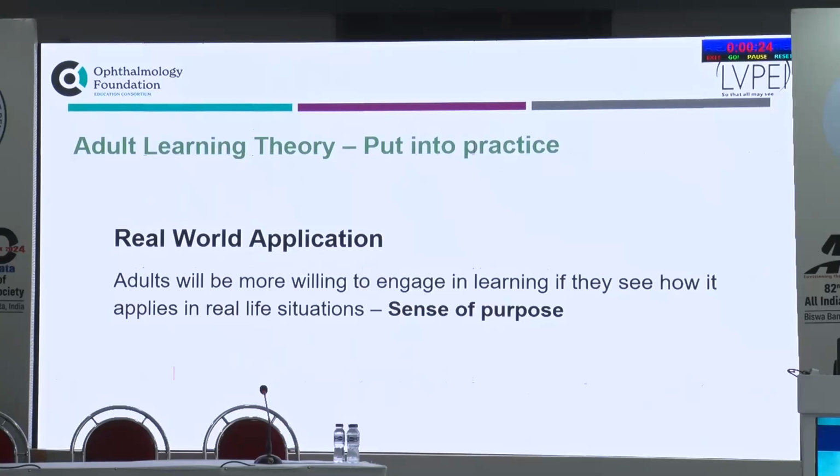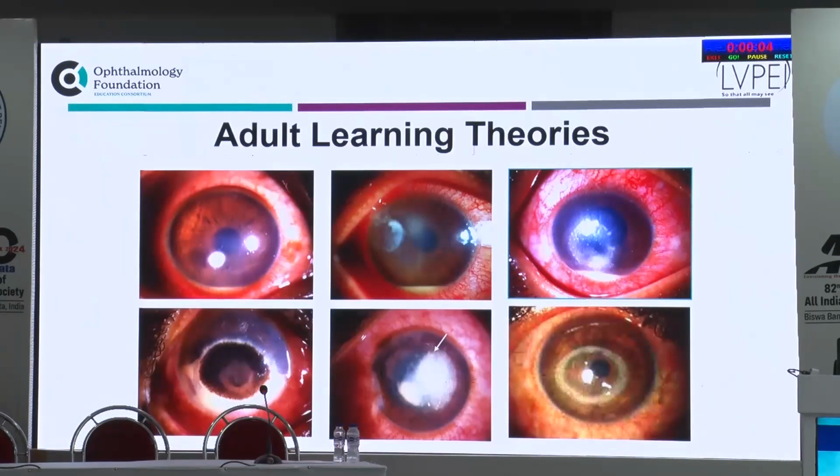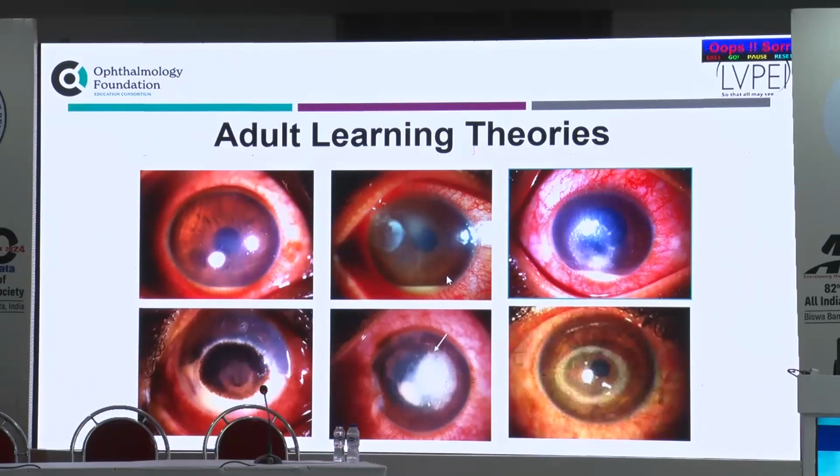Real world application. As I said, adults want to relate all the learning to real life situations, what we call a sense of purpose. So provide learners a real life situation where they can exercise their learning and show how the learning is going to be useful to them. For example, if we have to talk about the clinical signs that help differentiate different etiologies of corneal ulcer, you can explain that there are clinical signs that will allow them to identify the etiological agent, and therefore a good clinical examination is a must.